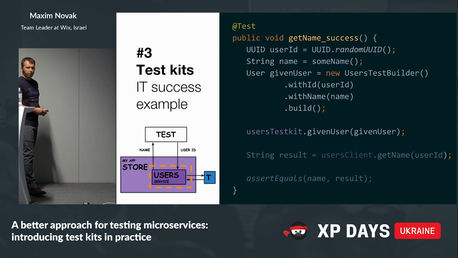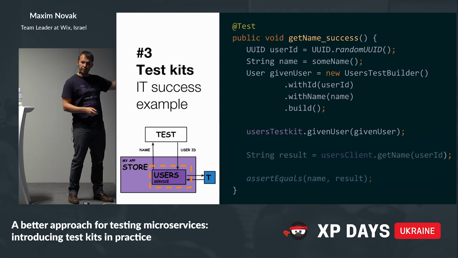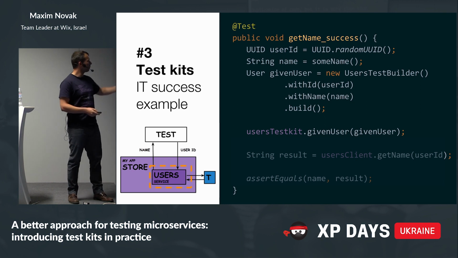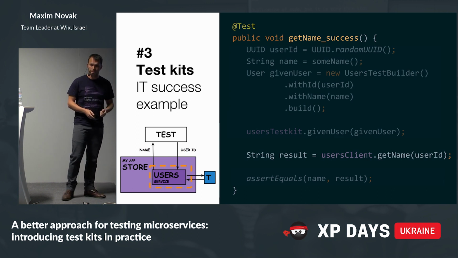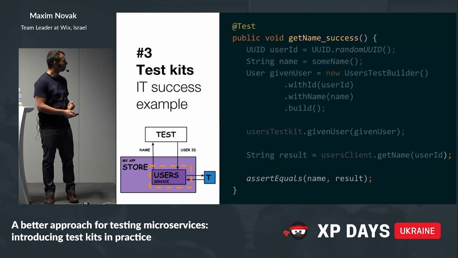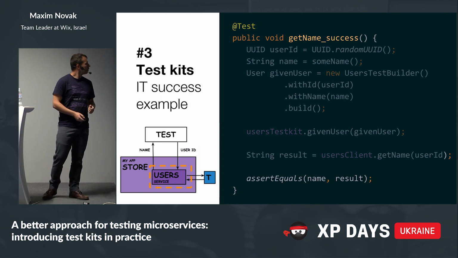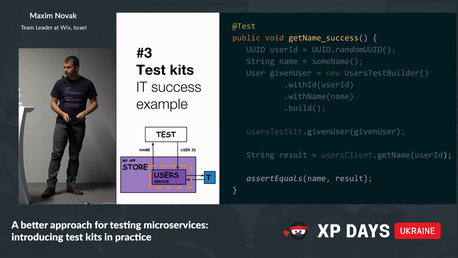Let's have a look at the IT in the integration. The setup is very similar, the same setup for the test kit. Then we call getName, and then we assert that the name is what we expected. So the connection is the user ID and the name, and it works.